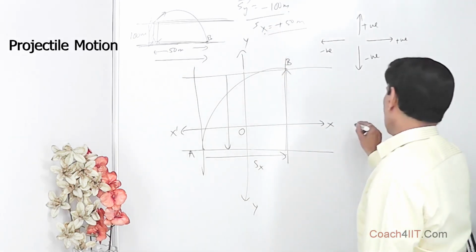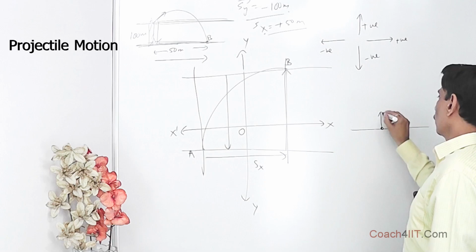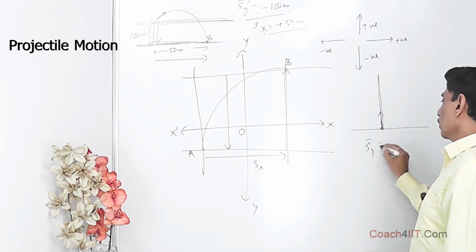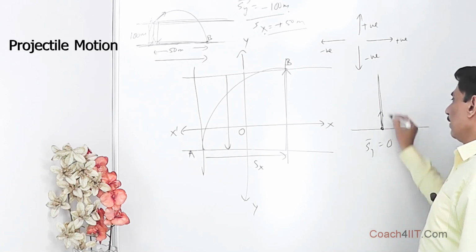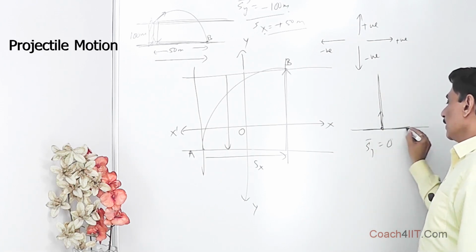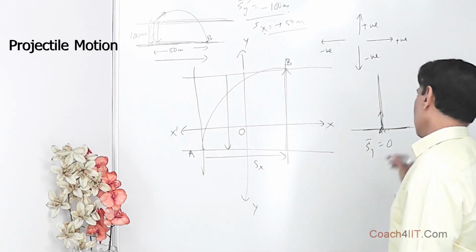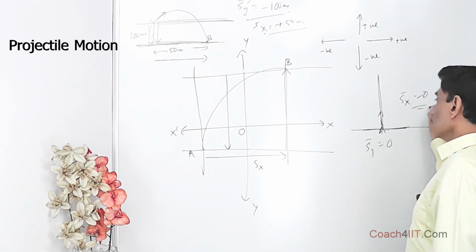Now suppose a body has been projected from here. It goes from here to here and comes back. Then in this case, Sy is going to be equal to 0 because the initial level and final level are at the same level. The displacement between A and C along the y-axis is equal to 0, or rather for that matter, Sx is also equal to 0.